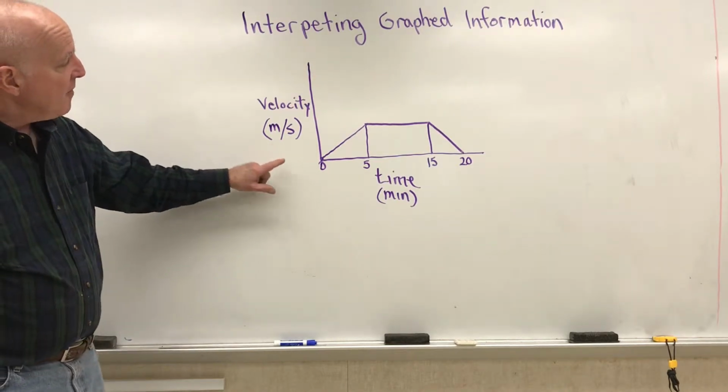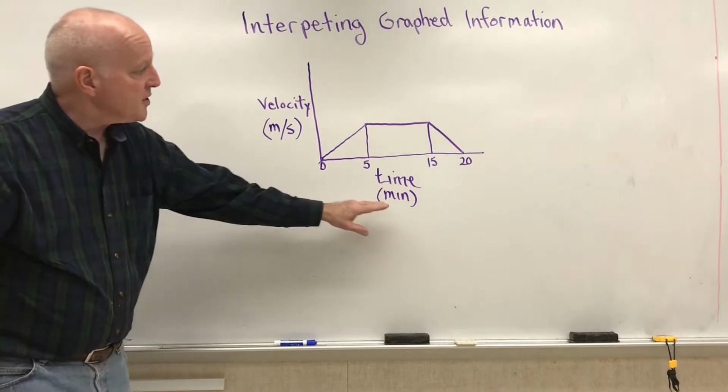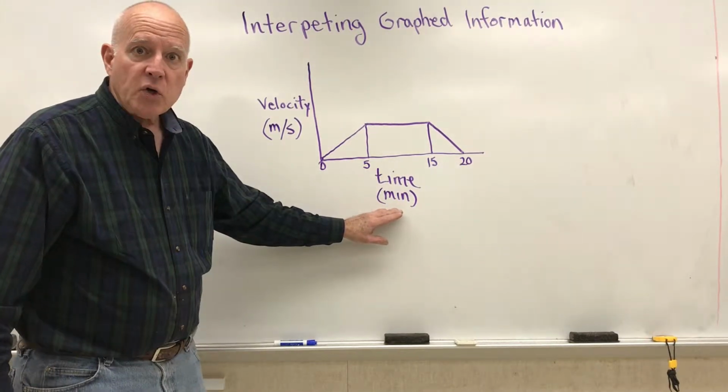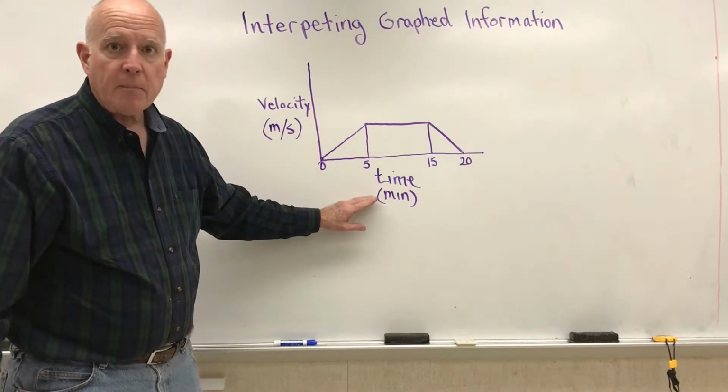In this graph, our vertical axis is velocity. How fast is something going? The horizontal axis is time. So we're looking at changing speed over time.